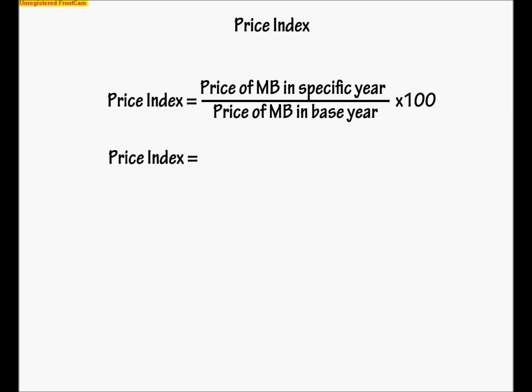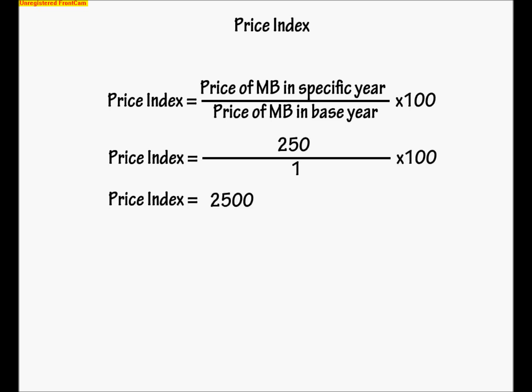To give a real world example, we'll use the same market basket that we used in our last lesson, which is candy bars. We have 250 as the price of the market basket in the specific year, which happened to be 2014 in the example. And then the price of the market basket in the base year, which was 1900, is 1. And so when you multiply by 100, the price index ends up being 2,500.